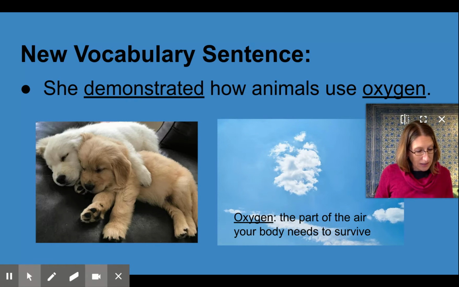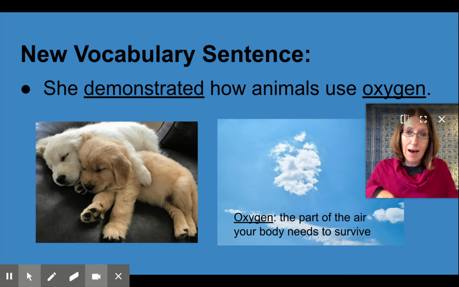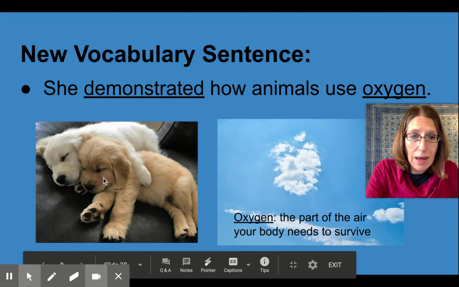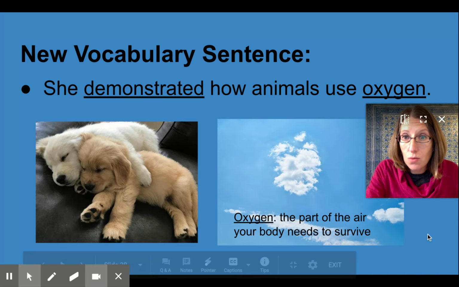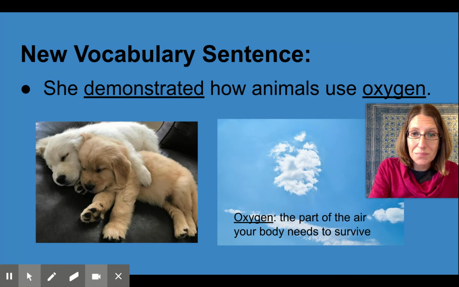So let's listen to the sentence again. She demonstrated how animals use oxygen. Everybody, what word means showed? Yeah, demonstrated. What word means the part of the air that we need to survive? Yeah, oxygen. So a couple of pictures here, cute little puppies. Here's some animals. And then I have a picture of some clouds and air to help us remember that oxygen is the part of the air that our body needs to survive.